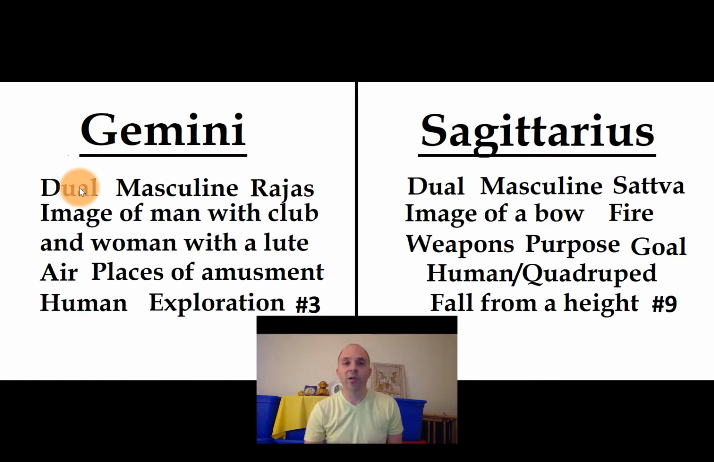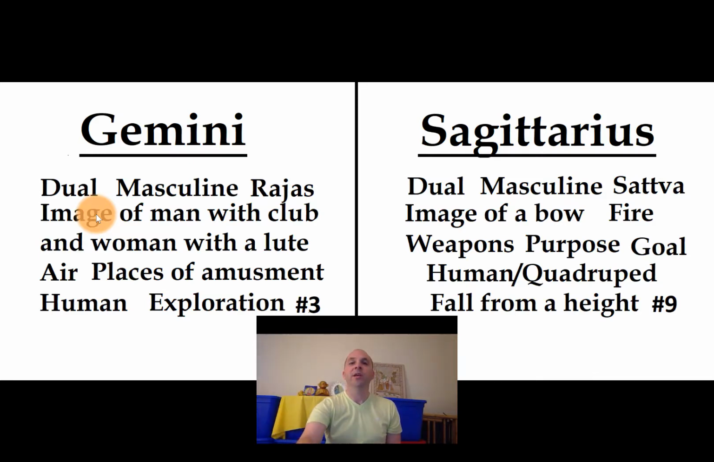But what I see with dual, if you look at the sign of Gemini and the sign of Sagittarius, is that Gemini is often known as the twins. It's really not wrong, but simply described as the twins. But it's about an image of a man with a club and an image of a woman with a lute or a lyre, which is a complicated instrument that makes beautiful music. So Gemini is showing that you can go about things in multiple ways, either as brute force, using our strength, or you can go about things to develop our skills and technical ability.